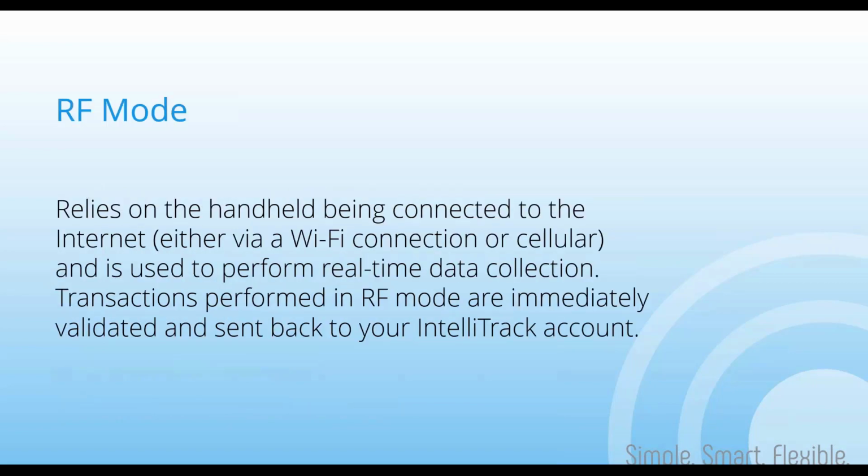Let's talk about RF mode first. RF mode requires that the handheld is connected to the internet using a wireless connection. That connection can be achieved using either Wi-Fi or a cellular data connection through a wireless provider. RF mode is used to perform real-time data collection. Transactions performed in RF mode are immediately validated and sent back to your IntelliTrack account. RF mode is the more popular of the two data collection methods available.